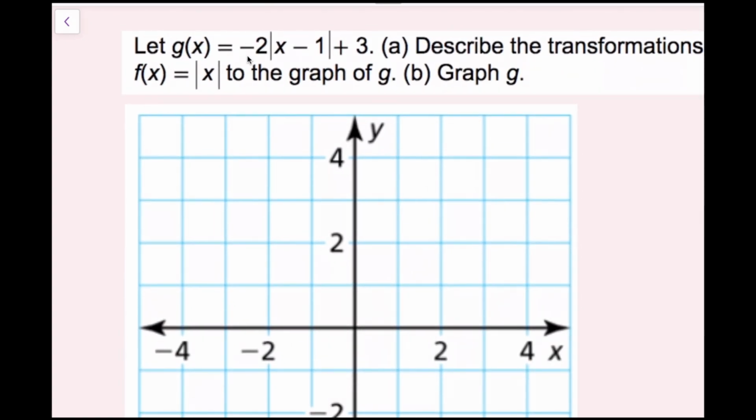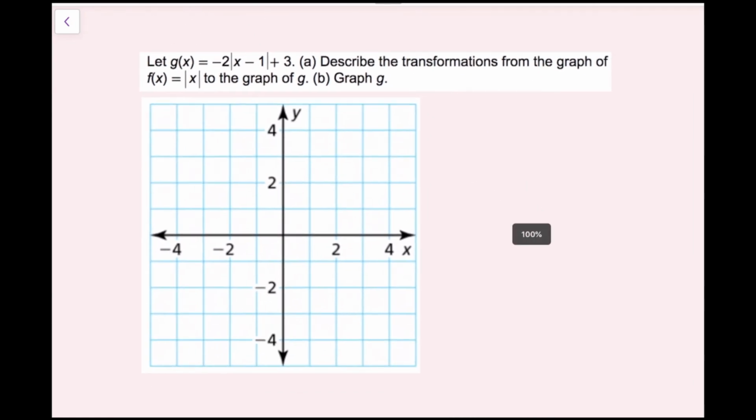And then I see this 2. This 2 is going to be a vertical stretch because it's on the outside of the function. And so my scale factor is going to be 2. So anyway, I'm going to write all those down.